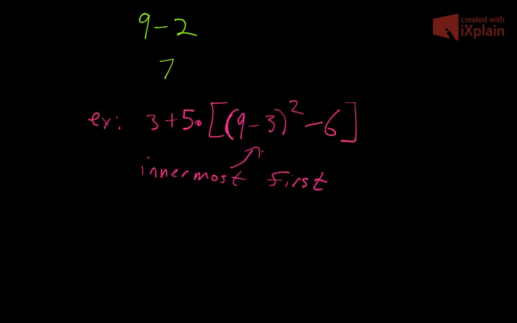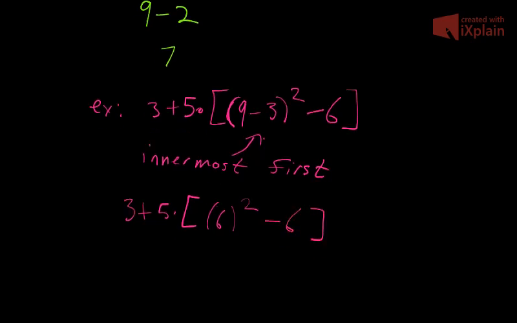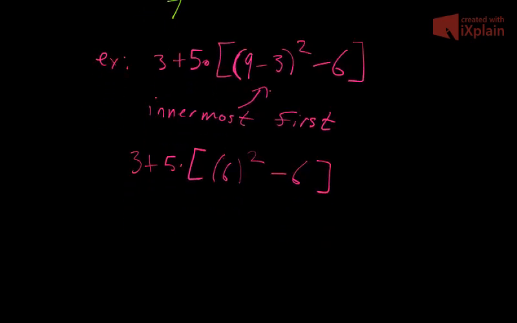So looking at this, we're going to start with that one right there. We have 9 minus 3. That's going to be 6. I'm going to end up with 3 plus 5 times bracket 6 squared minus 6. And now we want to go out, because we did this innermost parenthesis. We're going to go to the next one. What's going to be my brackets? So when I write that, I'm going to have 6 squared, which is 36, minus 6.